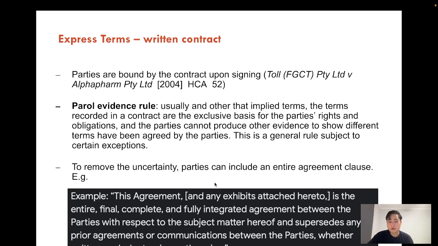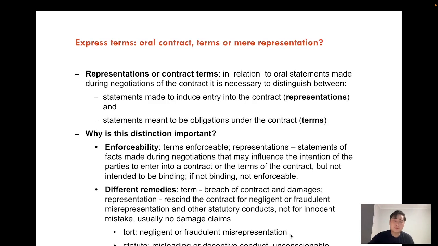To remove uncertainties, parties can include an entire agreement clause. This is also called the four corners clause because, on a piece of A4 paper, there are four corners. What it says is basically that you are only required to do what is written within the contract. What is not written within these four corners is not enforceable. This is an example of a rather aggressive removal of uncertainty, where the contract in its entirety is final, complete and fully integrated, rather than having additional evidence that could be provided. Express terms or contract terms may also be mere representations.